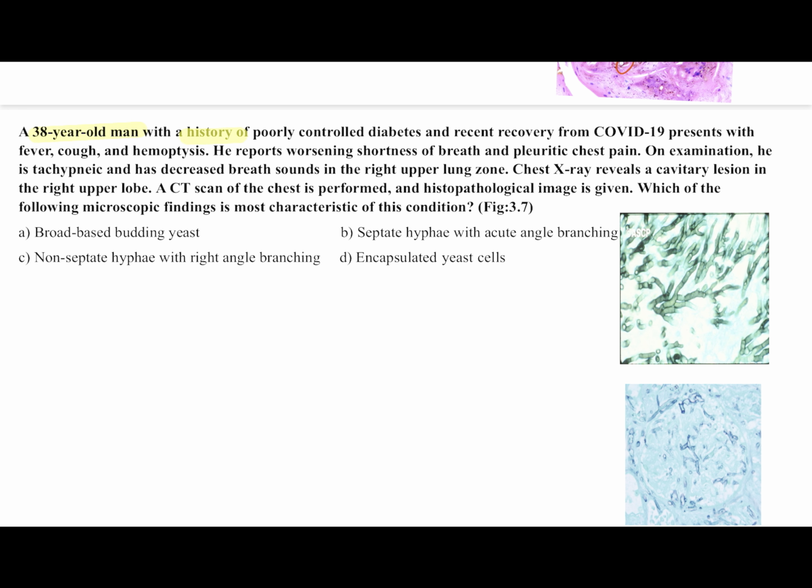Next is a 38-year-old man with a history of poorly controlled diabetes and recent recovery from COVID-19. He presents with fever, cough, hemoptysis. He reports worsening shortness of breath and pleuritic chest pain. On examination, tachypneic, decreased breath sounds in the right upper lung zone. Chest X-ray shows a cavitary lesion in the right upper lobe.